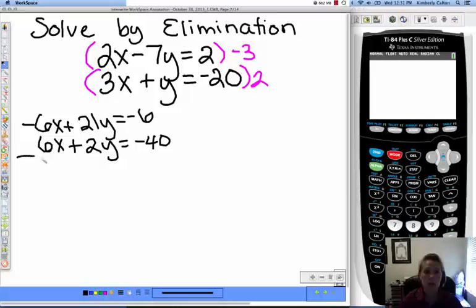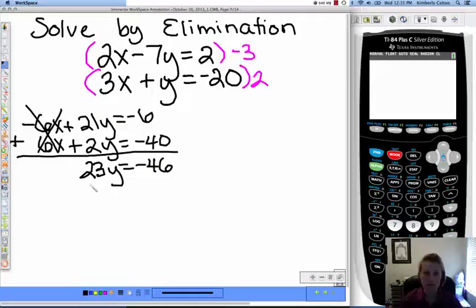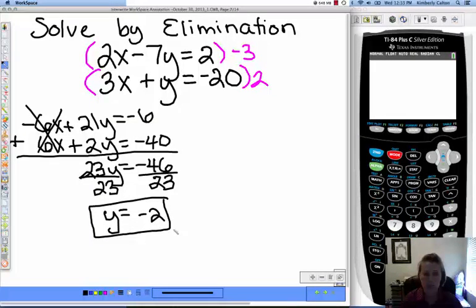So now we're simply going to go ahead and add going down. When I add these together, my x's are going to cancel. Add going down and I get 23y equals negative 46. I'm going to divide by 23 and I get y equals negative 2. So now I know what y is. So let's refresh what we did. We multiplied by two things and then added our equations together. So I'm basically adding line 1 to line 2. Please remember this because we're going to use this in just a second.